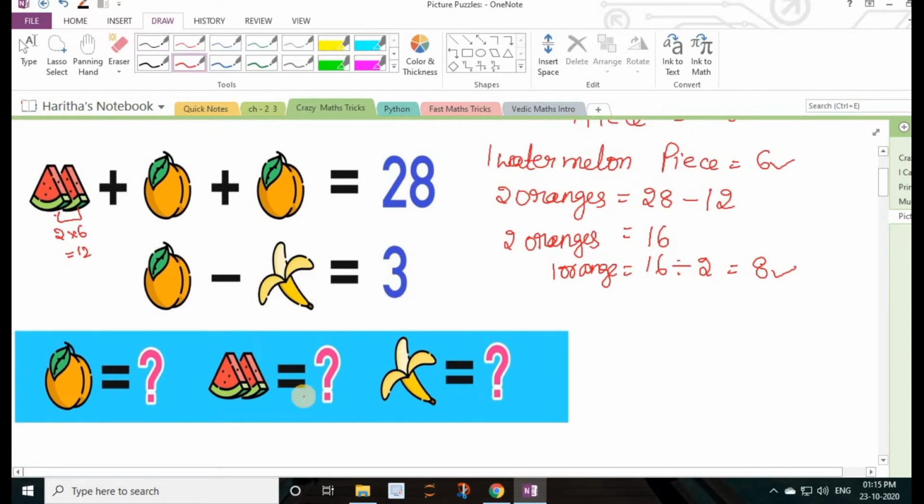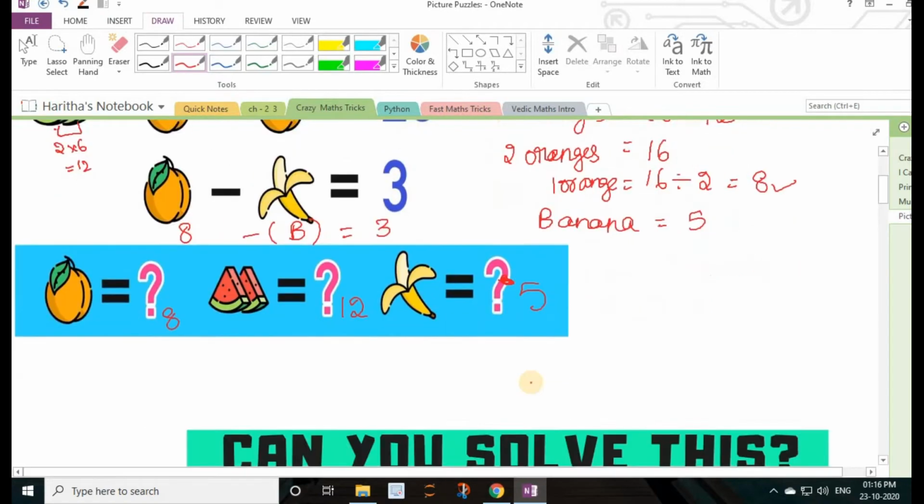So what is the question they have given here? We already know the value of orange, so we can write this. So here I'll write 8 minus banana, which we don't know, is equal to 3. So 8 minus how much will you subtract to get 3? Yes, 5. So banana will be 5. Orange is 8, 2 watermelons is 12, and banana is 5. Isn't it easy, students? And now we'll move on to the second puzzle, what we see here.